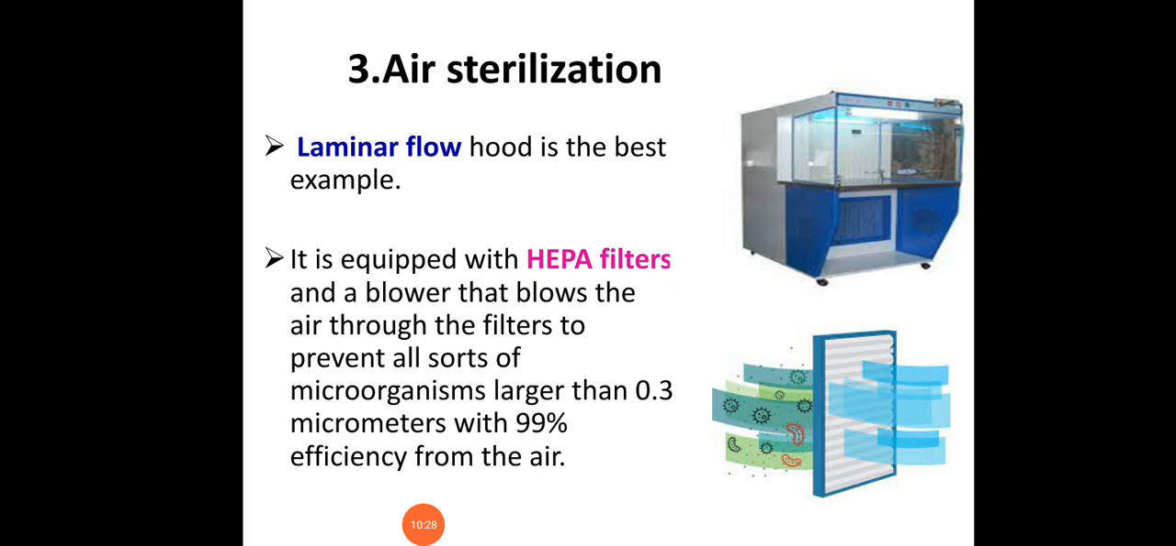So here high efficiency particulate air filters are used. In these particulate filters, a blower blows the air through the filters to prevent all sorts of microorganisms larger than 0.3 microns, with 99% efficiency, from the air. Particles like bacteria, viruses, and some fungal particles are removed from the air using the filter. These are called airborne microorganisms. They can cause airborne diseases.